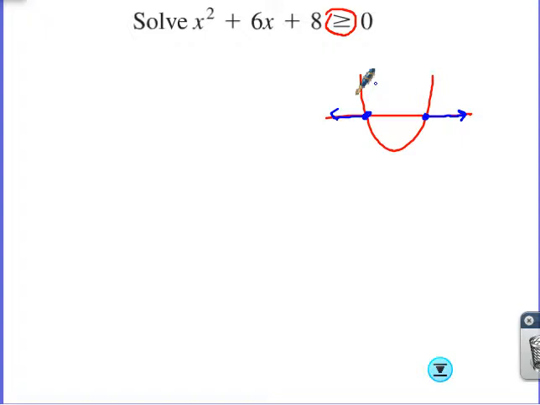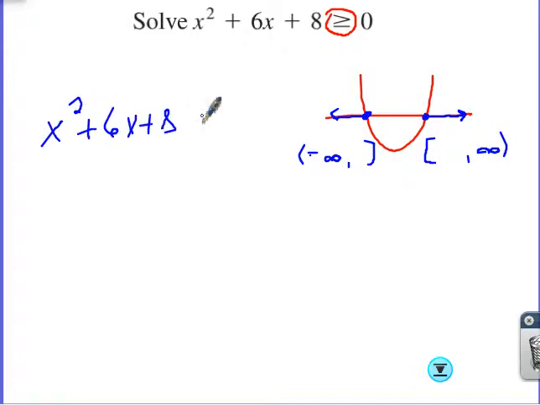So your answer will look something like this. Everywhere from negative infinity up to some point, including that point, and everywhere from that point up to positive infinity. So really the hard part is just finding out where those 2 points are. And all you have to do for that, with x squared plus 6x plus 8, is not set it greater than or equal to 0, but set it equal to 0. That gives you your 2 intersection points.